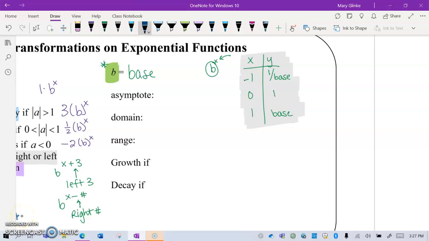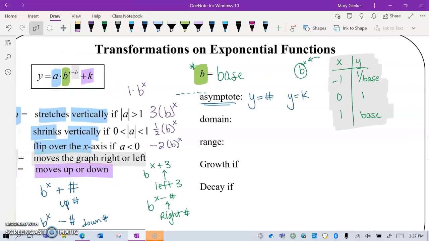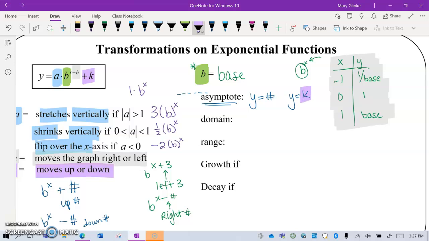So some other key things to know here are your asymptote is always going to be y equals some number, because it is going to be a horizontal line that you see on the graph. And it's always specifically going to be whatever your k value is. When you start shifting left and right and up and down, you're going to steal your k value. That's your asymptote. For all exponential functions, your domain is -infinity to +infinity.